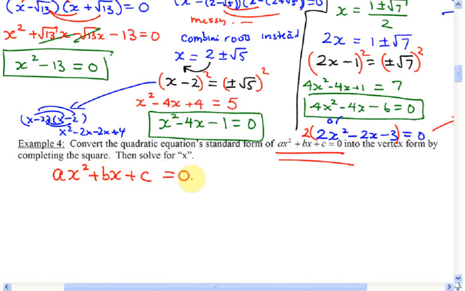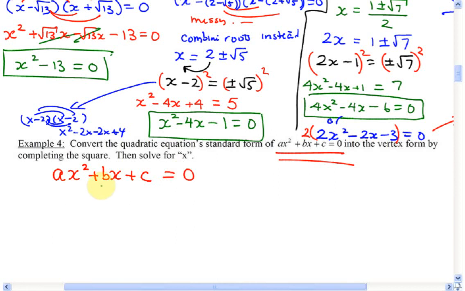Okay? Now, ladies and gentlemen, a, b, and c are just numbers. Okay? Gavrilo, let's do this first, okay? I want you to do this too. How do we actually complete the square using this thing? What do we do first when we complete the square?